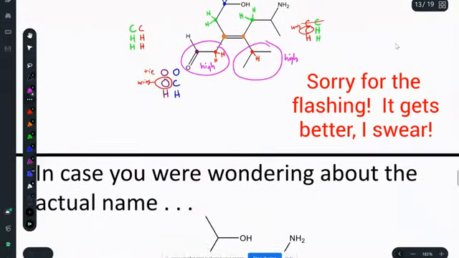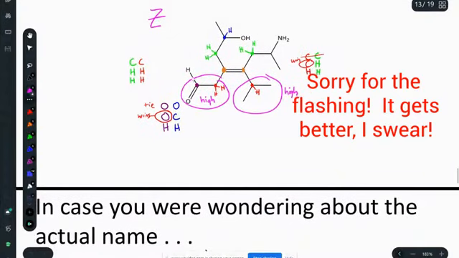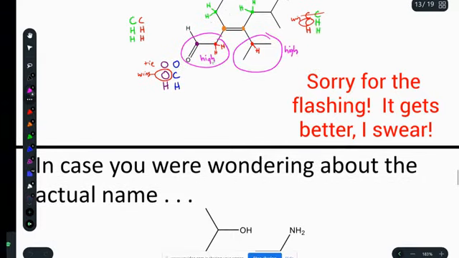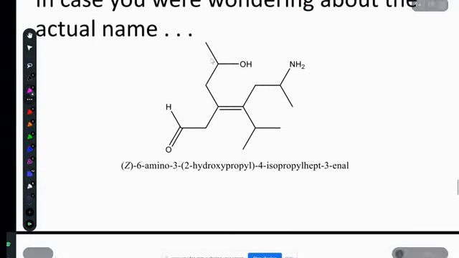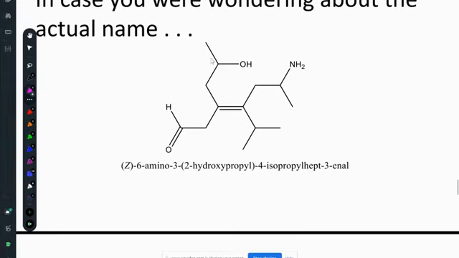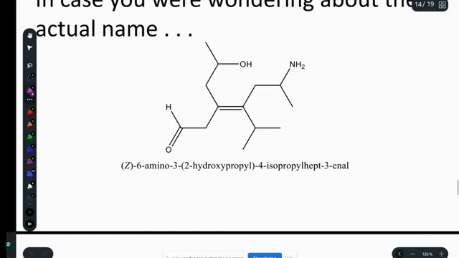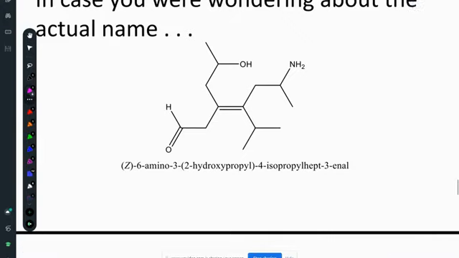In case you were wondering, there's a lot of functional groups here that we haven't talked about how to name. So there would be lots of rules in play if we were going to give a full name for this molecule. But the full name, it turns out, is Z 6-amino 3 2-hydroxypropyl 4-isopropyl hept 3-ene-al. All right, let's talk about where parts of that name come from, just because I think it's fun to have some idea how names correspond to structures, not because you're expected to know all of this.